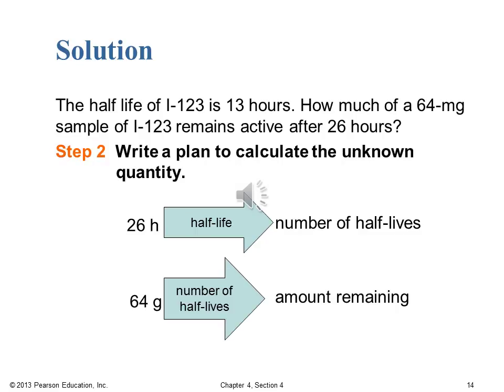Okay, so on to our next step. Step 2, we write a plan to calculate the unknown quantity. We've got to find a way to convert the 26 hours that has elapsed into a certain number of half-lives, and to figure out how those half-lives have impacted that 64 milligrams to give us the amount remaining, which is really what we're looking for here in the problem.